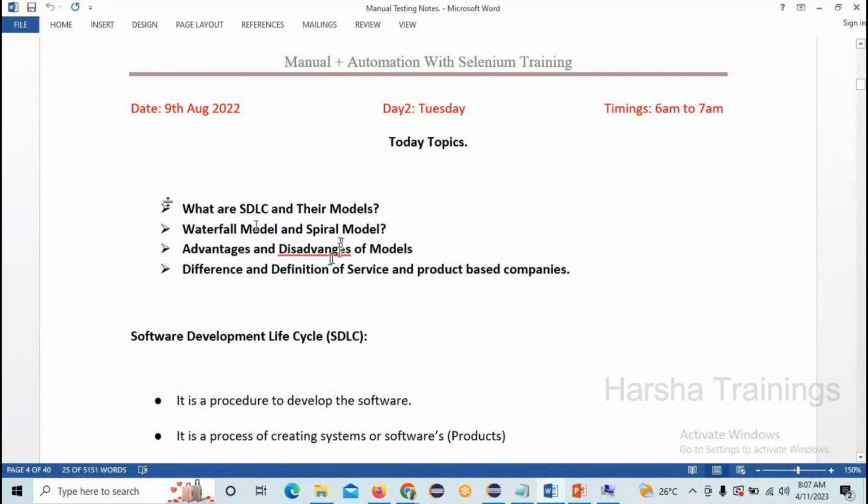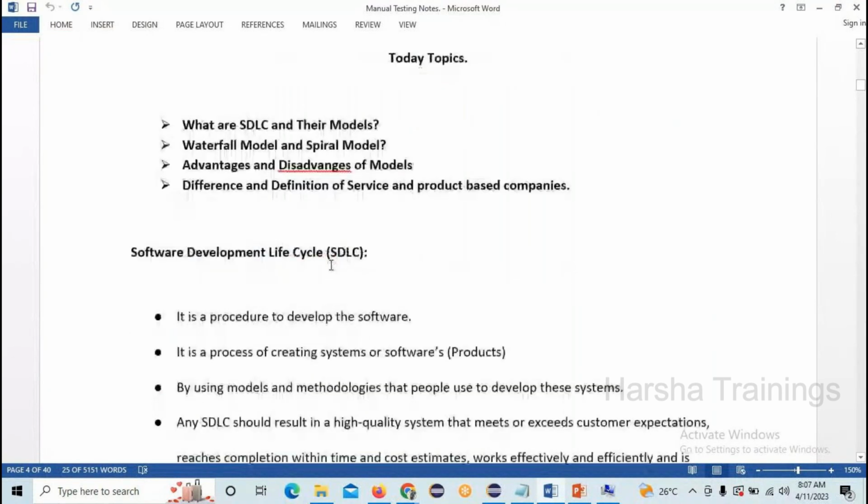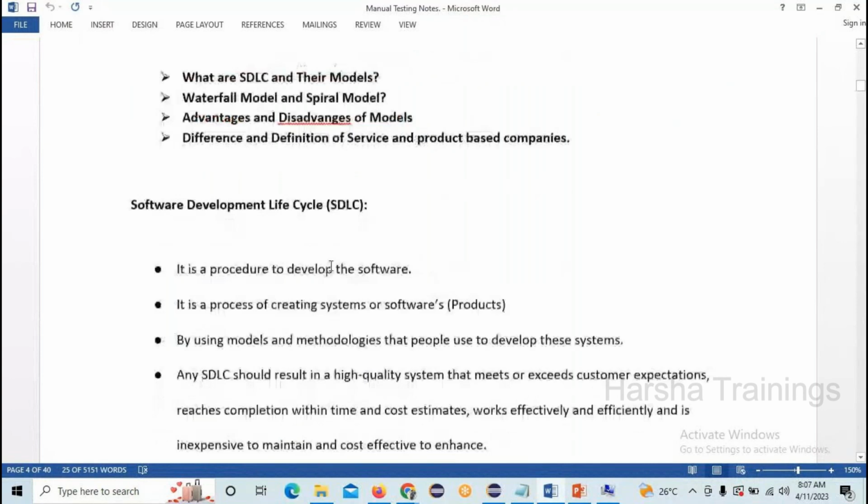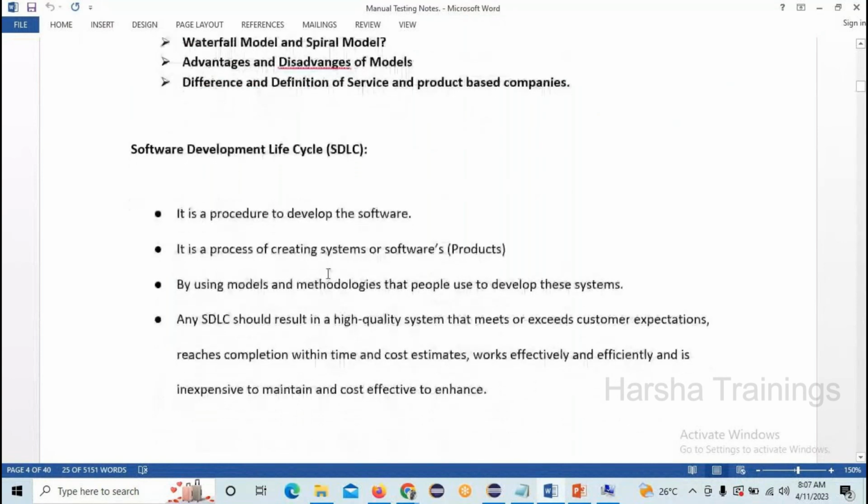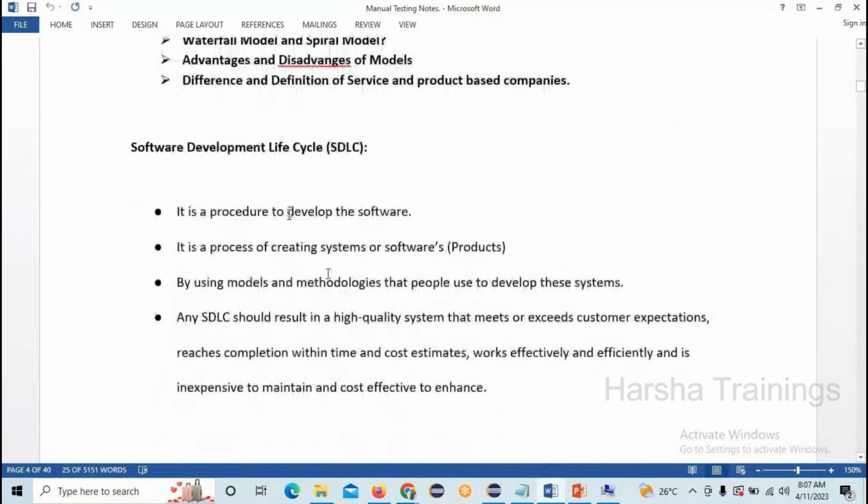Okay, the first one is about the software development life cycle. It is a procedure to develop a software. For example, if you want to do any dish on the occasion of a particular festival, you should follow some procedure to do it, right? So if you want to do a dum biryani, there is a separate procedure for it. If you want to do a joint biryani, there will be a separate procedure for it. In a similar way, to develop a software, we have a procedure. That process is called the software development life cycle.